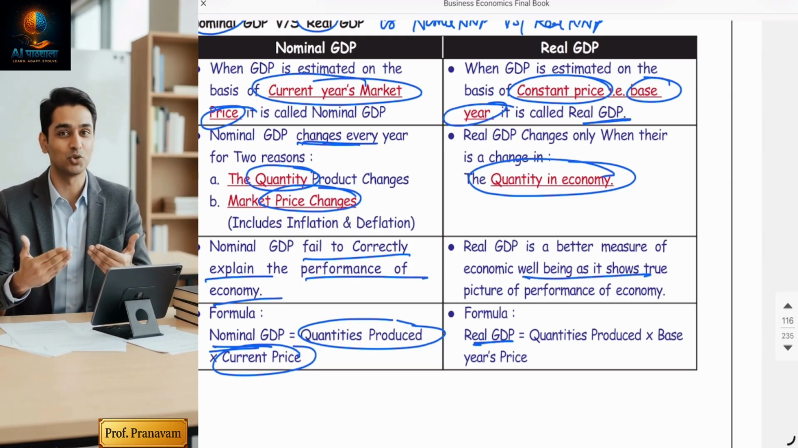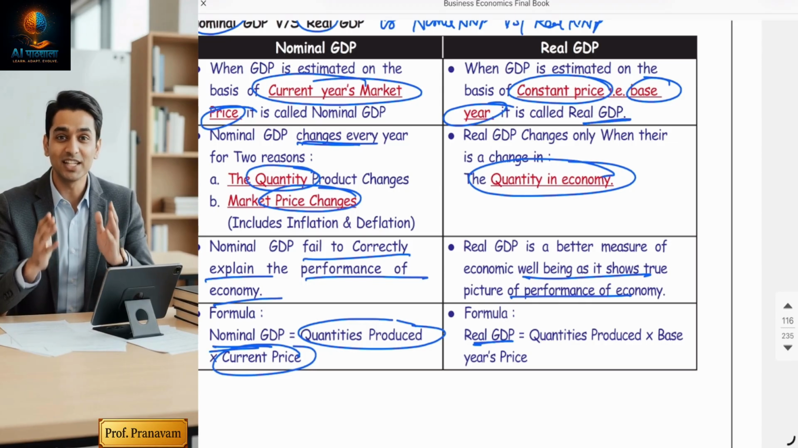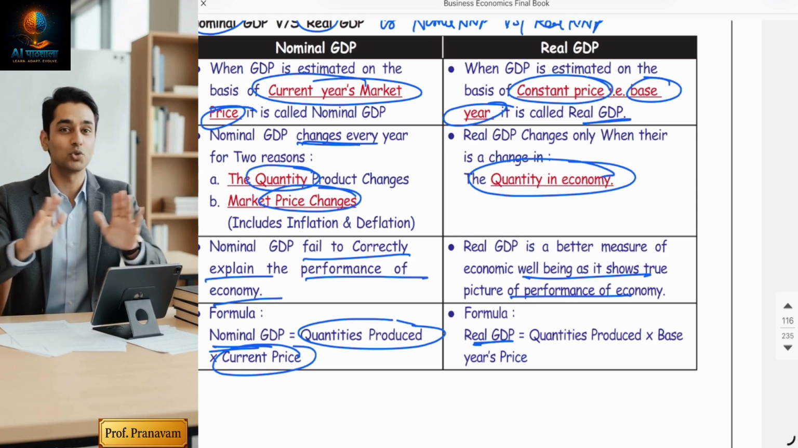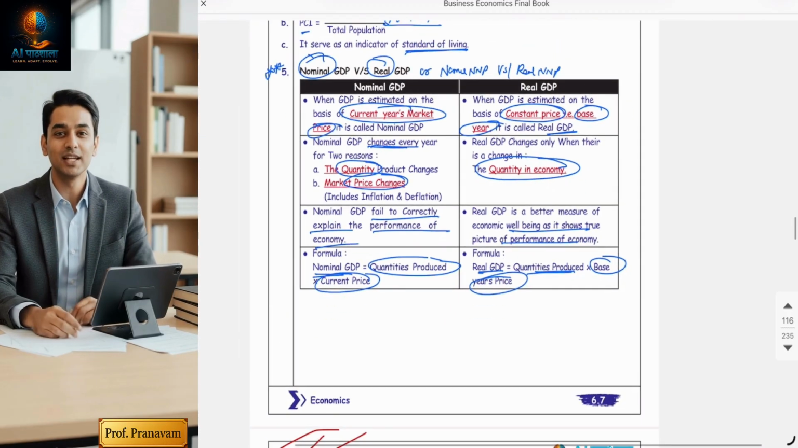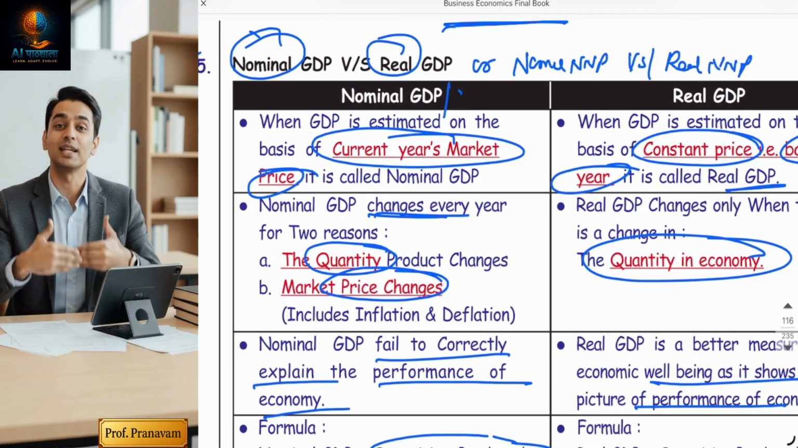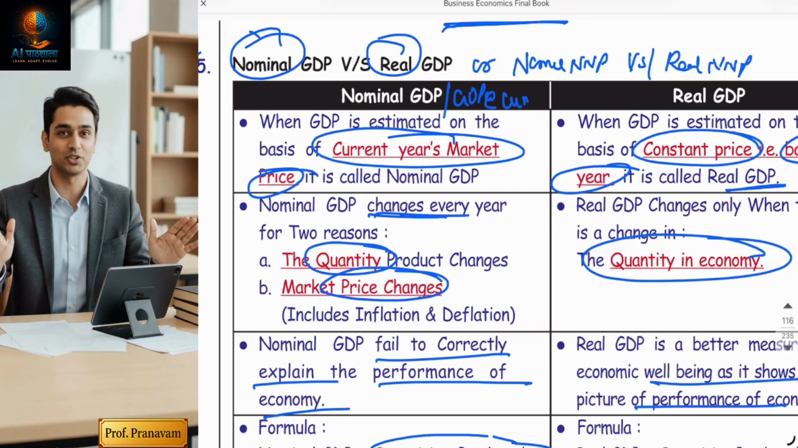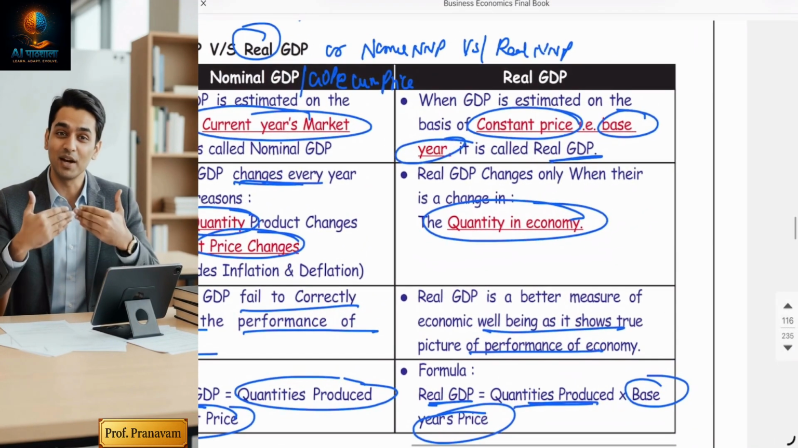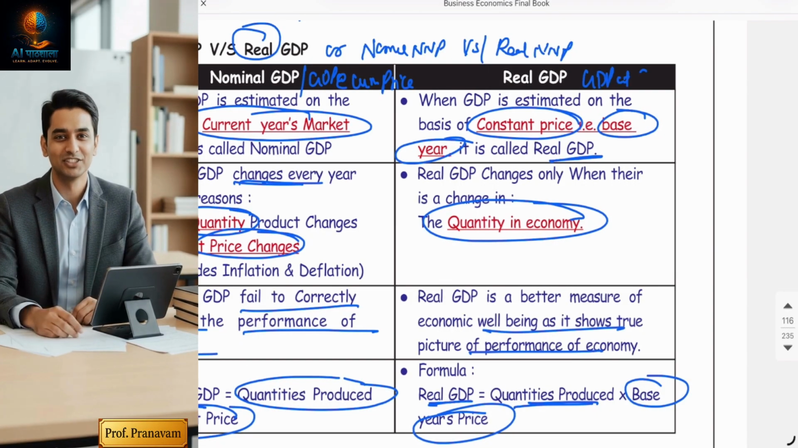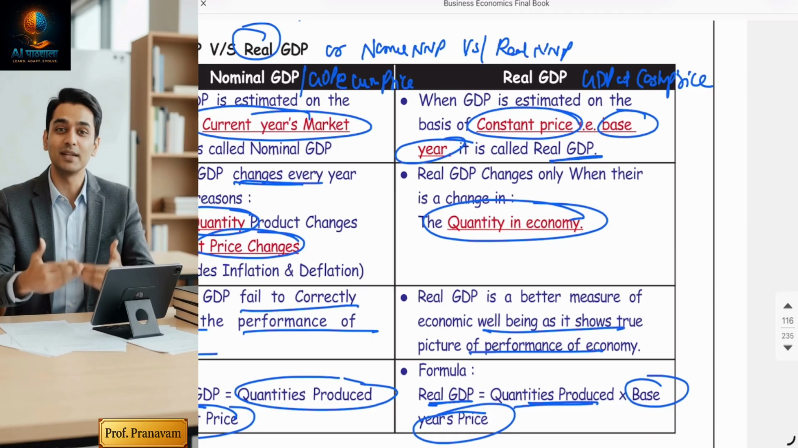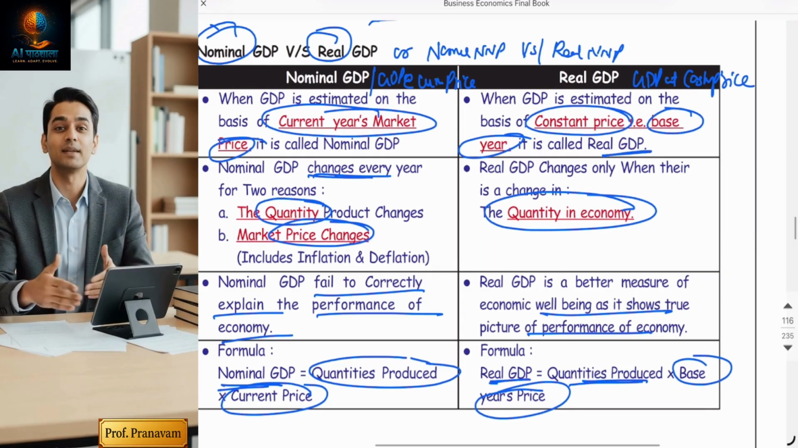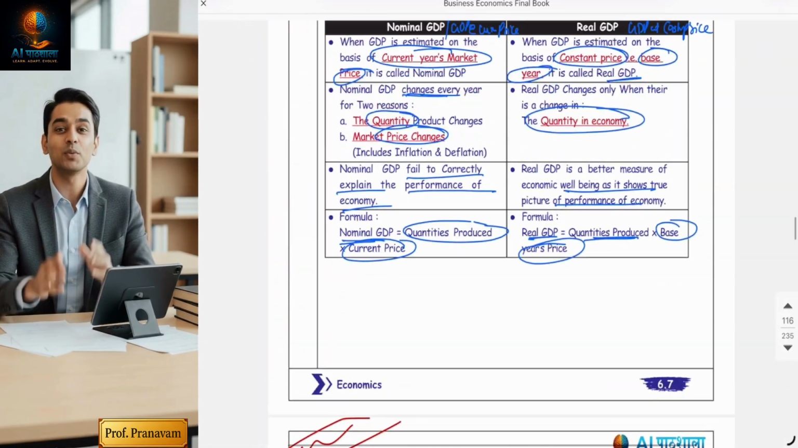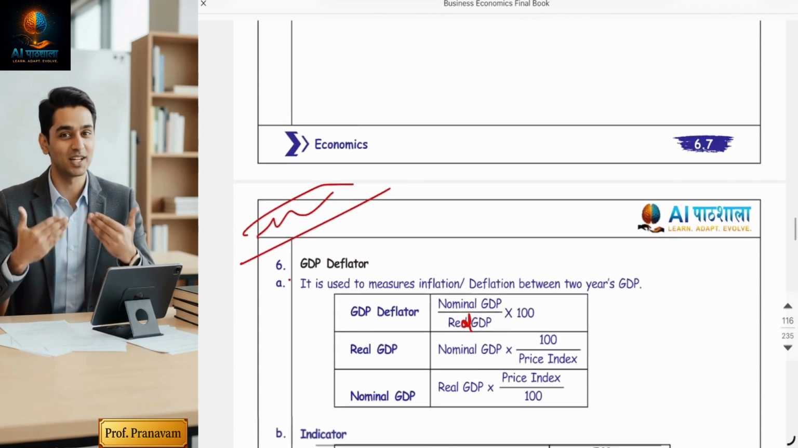So it is a better measure to understand the performance of the economy. It indicates real growth. That's why the name is real. Now, real GDP is calculated as quantity produced at base year price. Nominal GDP is also called GDP at current price, and real GDP is also called GDP at constant price. So sometimes they're going to use the terms nominal and real, sometimes current price and constant price. So two types of national incomes can be calculated.